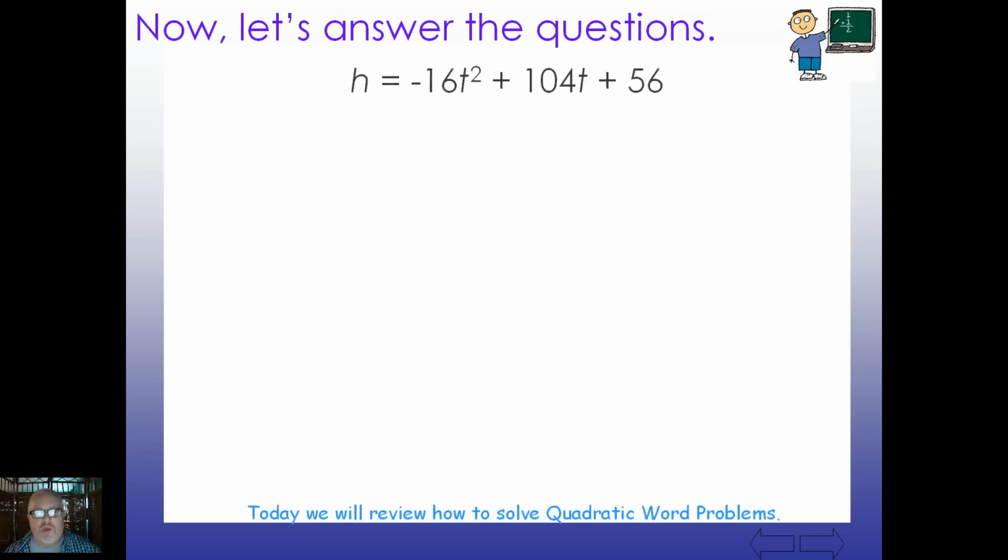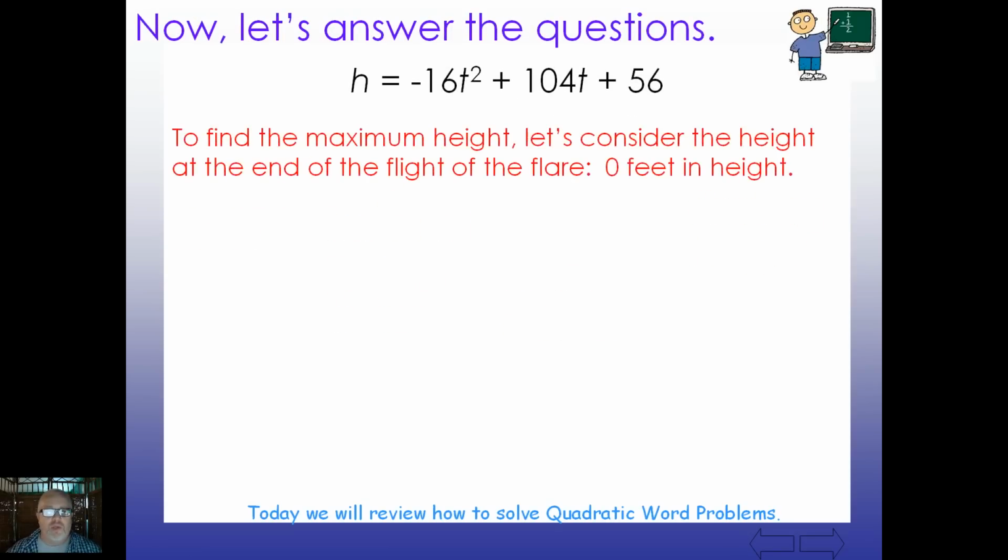All right, now let's answer the question. So, the question is, let's consider how high the flare is when it hits the water. Of course, it's at 0. We've said that. Take a look at the function. If it's possible, it'd be good to reduce the numbers. Now, if you don't see it, then don't. You can use the quadratic formula no matter how large the numbers are, especially if you have a little calculator with you. Makes things easy.